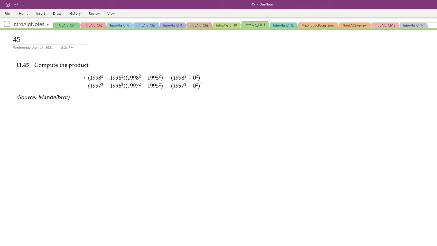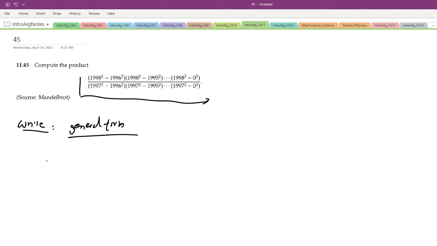So let's calculate this. Let's write the general form. We can see this one, right: let's see the first number. Let a equal 1998, then a plus 1 equal 1999, then a equal 1997, right? So the first thing we are calculating is a square minus k square, and multiplying them together, where k is from 0 to 1996. Okay, I'm sorry, it's (a plus 1) square.